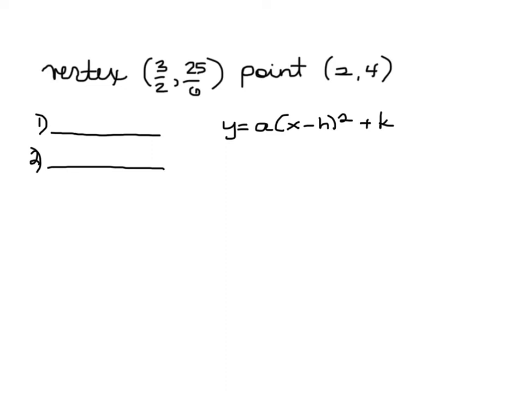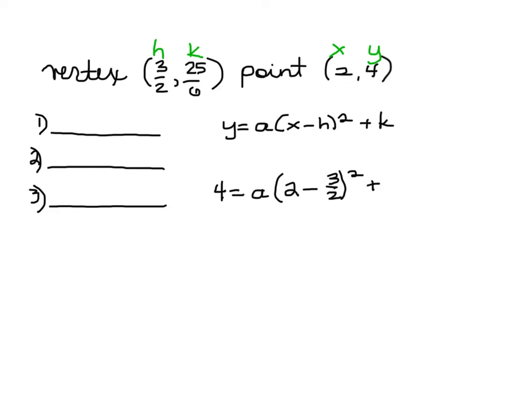Second step is to label my h, my k, my x, my y. And I would like you to write those directions in here. So this one says write down the vertex form. This one says label your h, k, x, and y. The third step then would be to plug in to the equation. So y equals a times (x minus h) squared plus k.